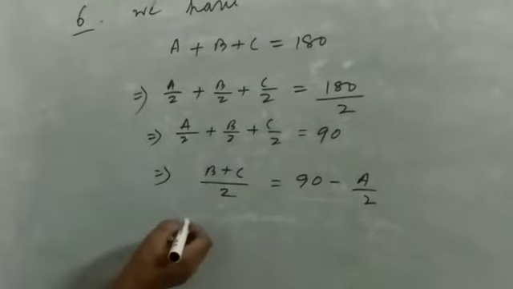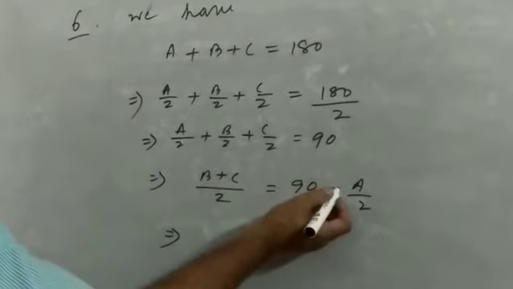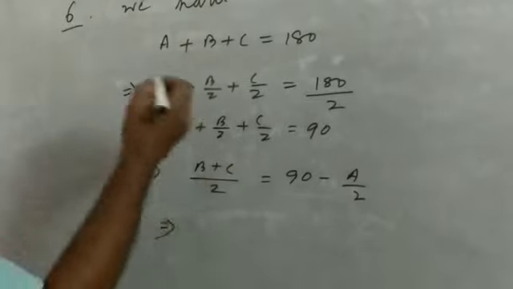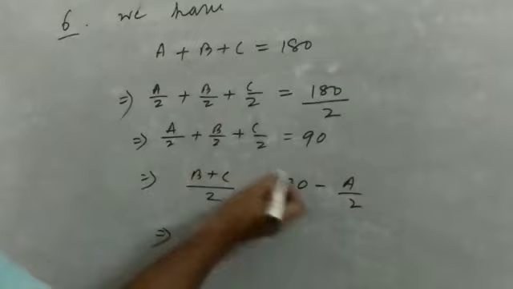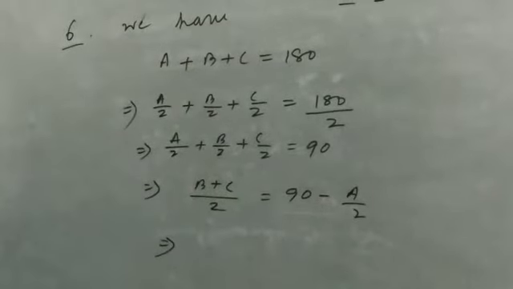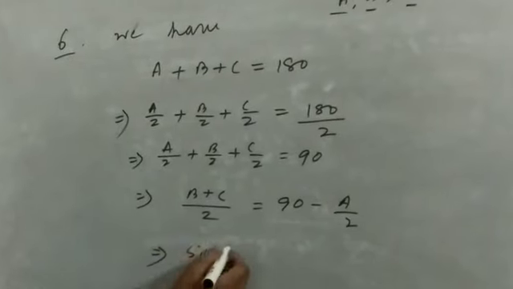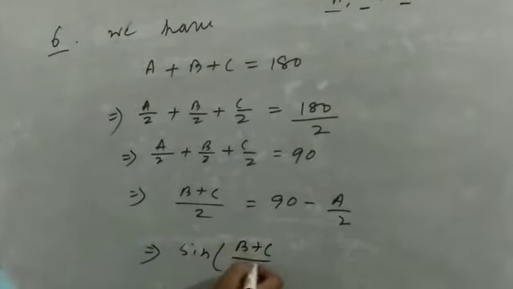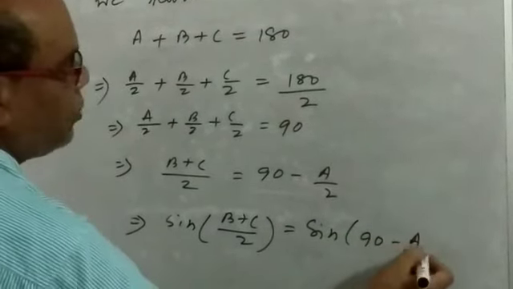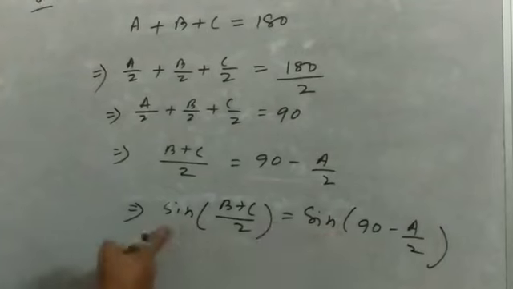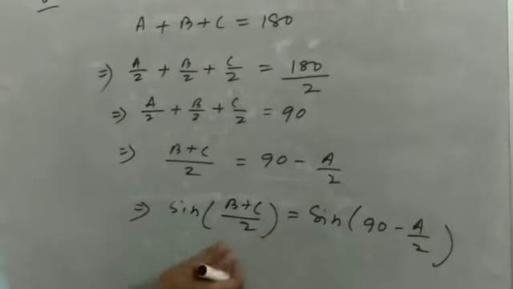One method is that we can take the trigonometric ratios of this angle and this angle. The same angle we can take, meaning we can take the sine of this angle and this one. We can take cos also, or tan also. Any ratio we can take on both sides. Since we have to prove with sine, we can take the sine of this angle, and this side also, sine of (90 minus A by 2). If on both sides there is the same ratio, we can cancel. This is the method and process.